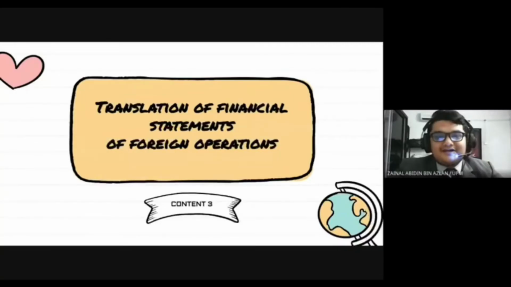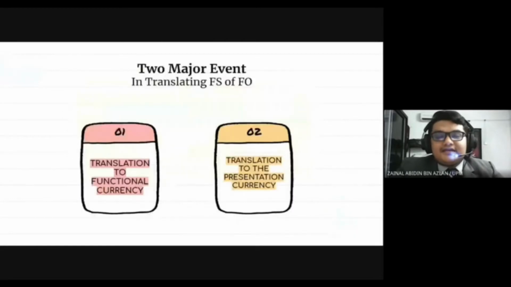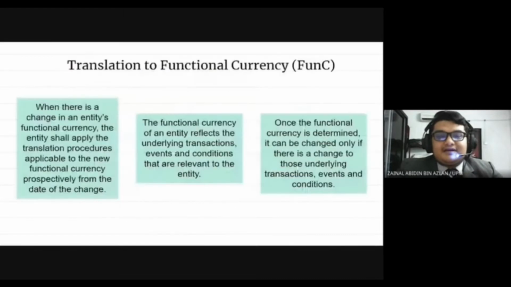Thank you, Alisha. And now I will explain further about translation of financial statements of foreign operations. Generally, there are two major events in translating financial statements of foreign operations. The first one is translation to functional currency. The second one is translation to the presentation currency. Okay, let's move to the translation to functional currency first.